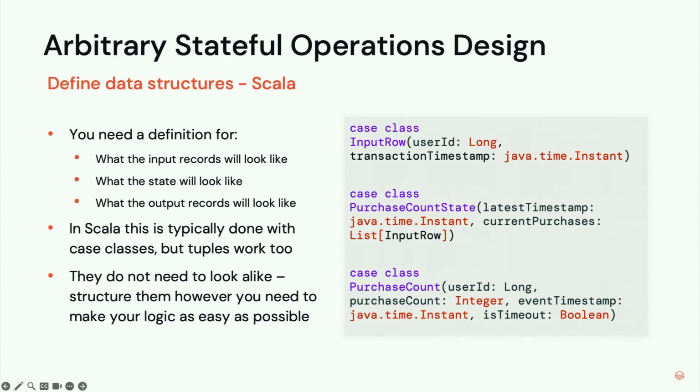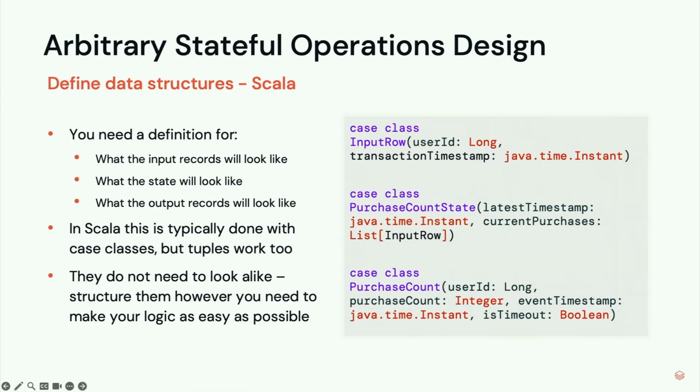So let's start with the Scala example, since that's the one that's been around for longer. You are going to need a definition for in, state, and out. For Scala, this is commonly done with case classes, although tuples work as well. So in my example, the data that I'm receiving in, just to keep it simple, is a user ID and a transaction timestamp. For state, just to make my logic easier when we're defining the steady state logic later, I'm keeping 2 columns. I'm keeping the latest timestamp, and then I'm also keeping a list of the current purchases, which is a list of the transaction timestamps. And that's what I'm going to keep in state in between each microbatch execution. It's going to make math easier for me.